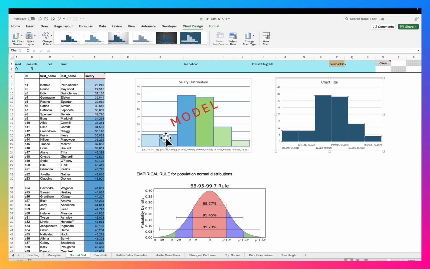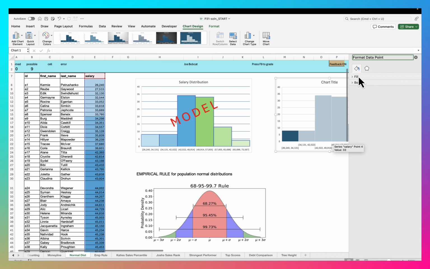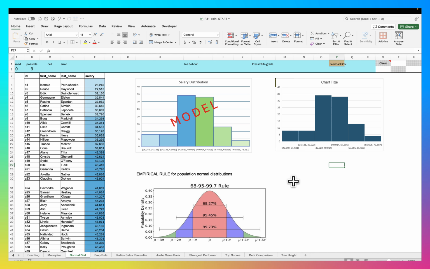And you don't have to worry about making the colors match. If it really bothers you, then what you can do is click on one of them, right click, and if you format the data point and then the fill, you can actually play around with that color. But that's up to you. Okay, we're not even going to worry necessarily about the bins being an exact match, but it does look like they did in my case.